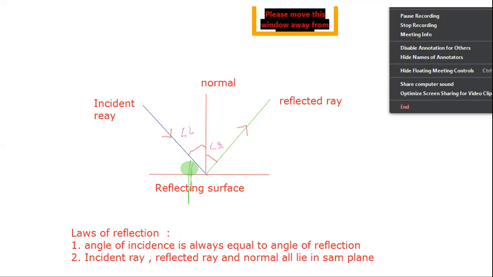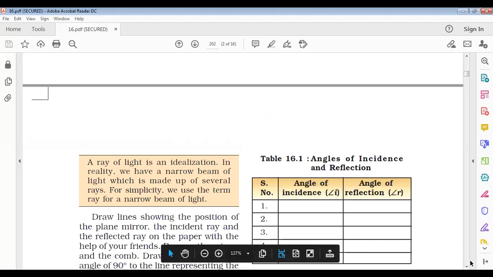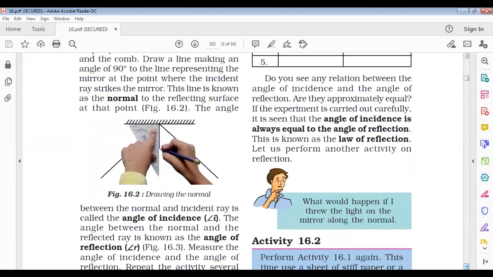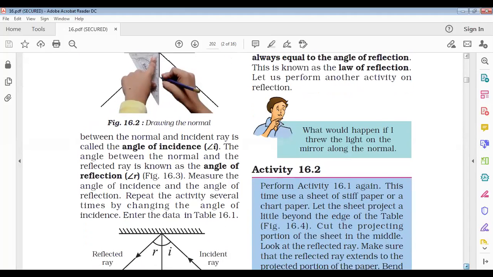So this way we can calculate the angles between these, right? Apart from this, here you can see by using this angle of incidence and angle of reflection, you can calculate. So the normal is given, so the angle of incidence, the law of reflection that we have already discussed.